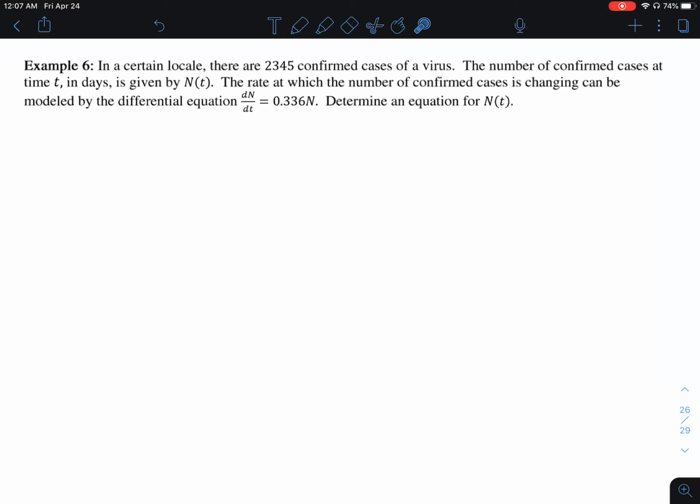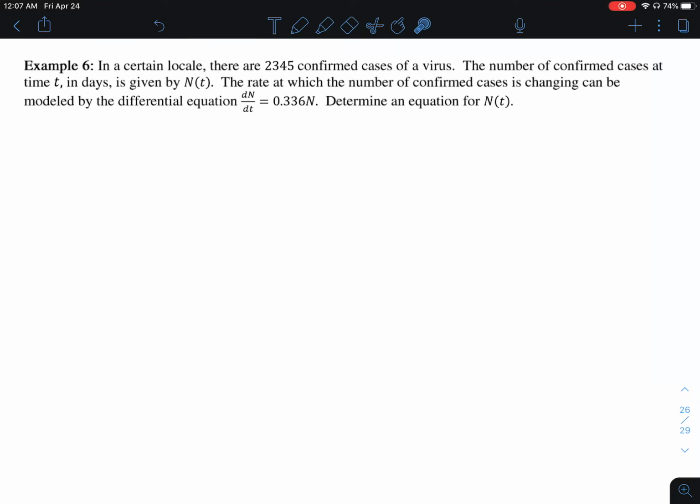The rate at which the number of confirmed cases is changing can be modeled by the differential equation: the change in n over the change in t equals 0.336 n. Determine an equation for n of t. This is the derivative. This is the original function. There's an ordered pair that there are this many cases of the virus.